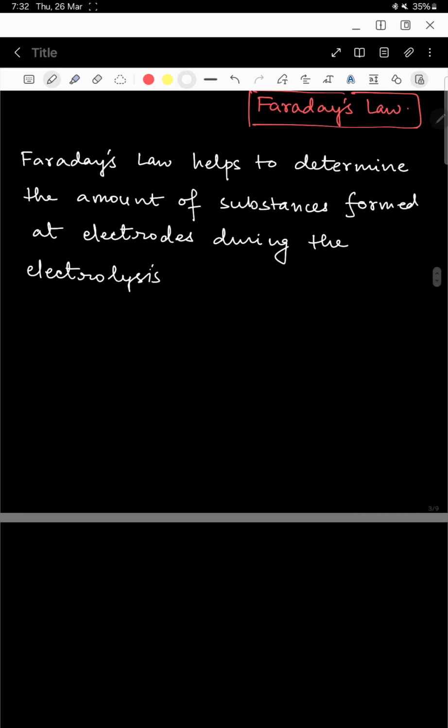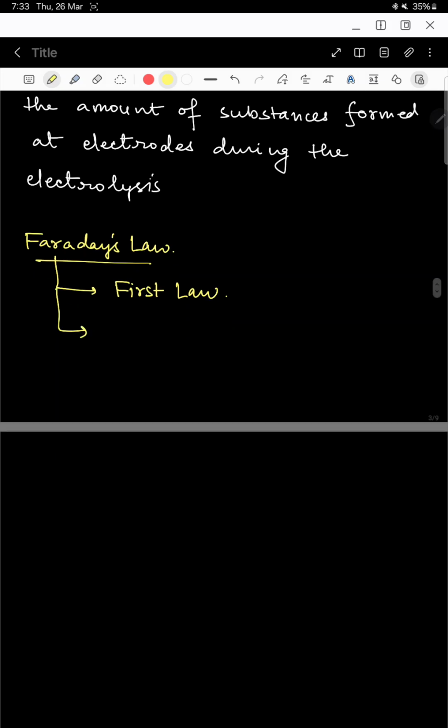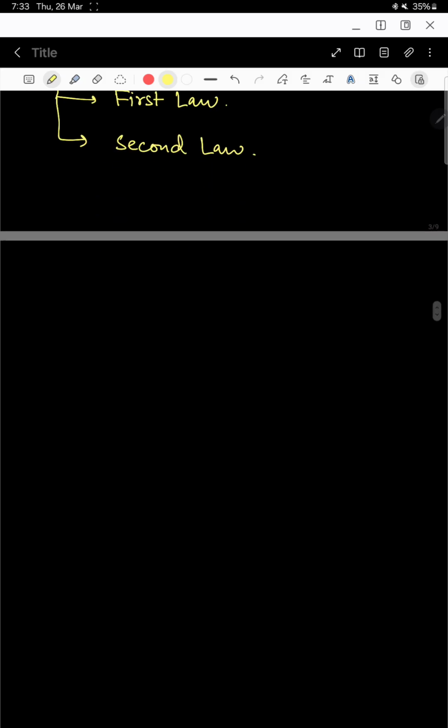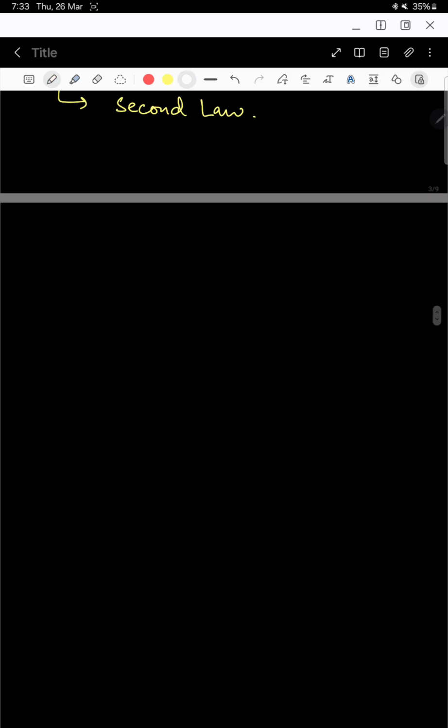Now there are two laws of Faraday. We will now come to the discussion of Faraday's law. Faraday has two laws, first law and second law. So we will begin with Faraday's first law of electrolysis.